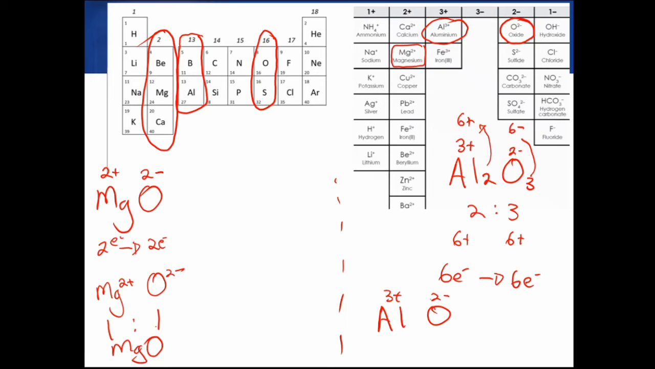So when you swap and drop, this 2 goes down here and that 3 goes down there, and that then becomes Al2, the 2 from there went down there, and O3. There we go, based on the charges. Alrighty, so that's the swap and drop method, but that's kind of backwards where we're from now.